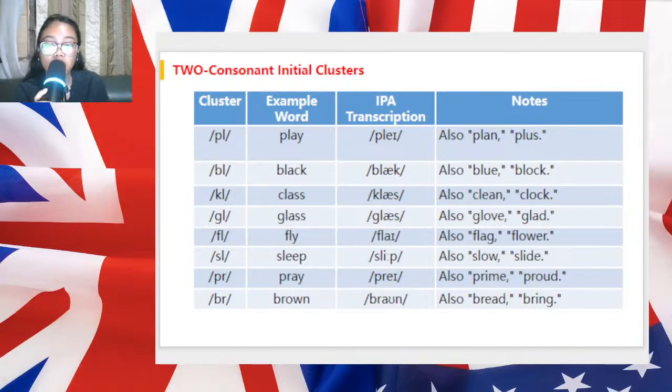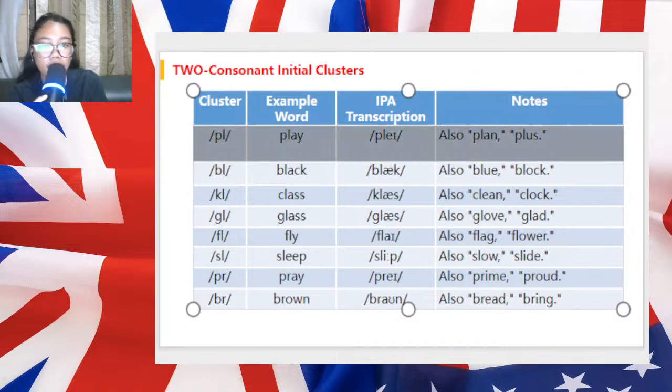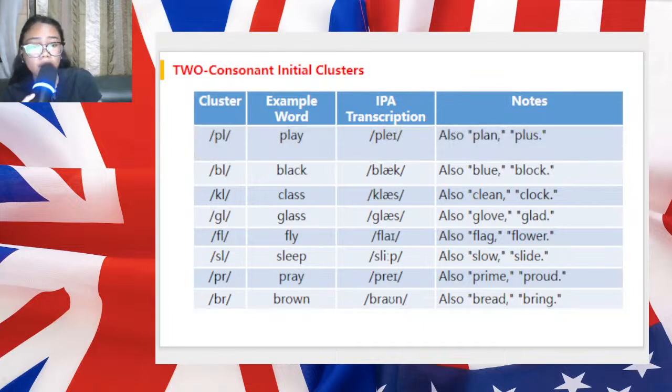We also find this common blend in words like plan and plus. Take a moment to really focus on the connection as you say play, plan, plus with me. Feel how your mouth adjusts from the p to the l almost simultaneously. That's for the first cluster. All right, moving on to the next.